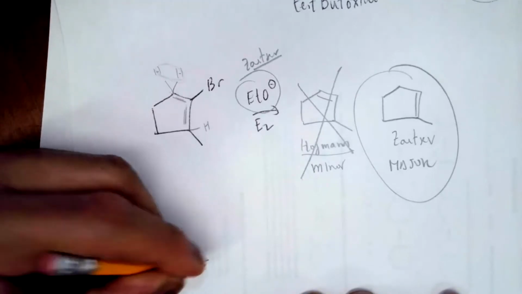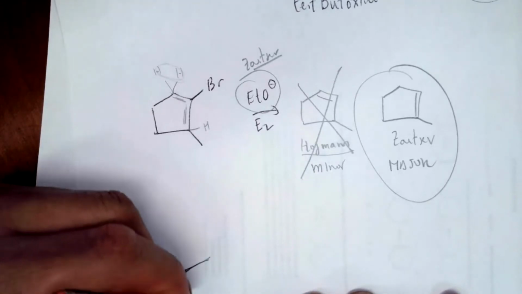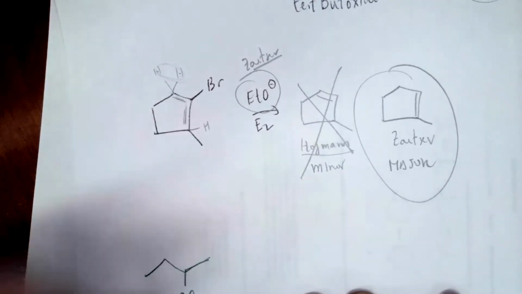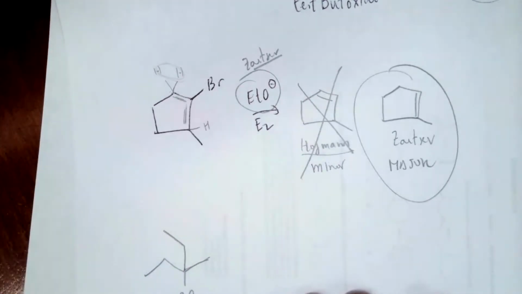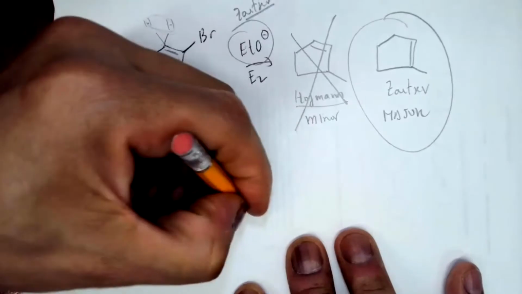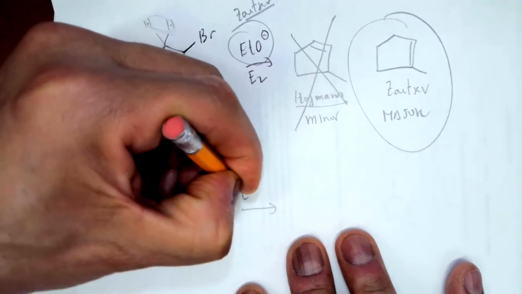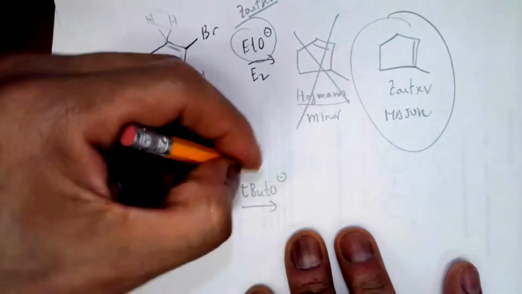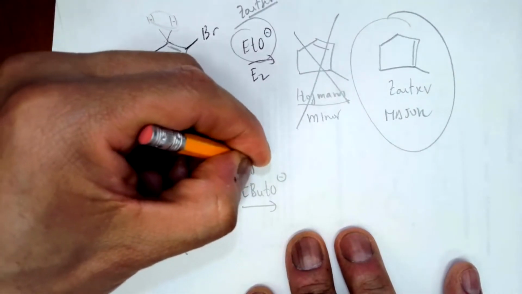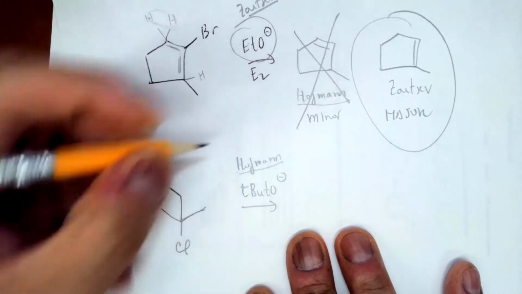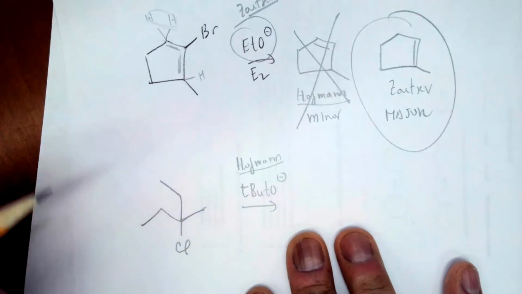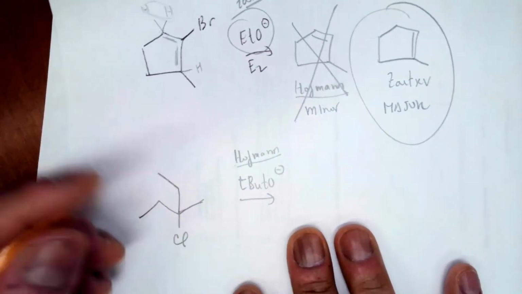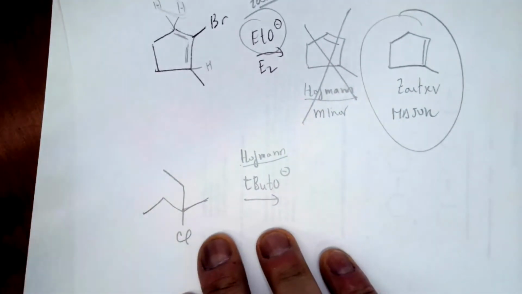Let's do another case. Chlorine here. Okay, that compound. And now they give me terburoxide. Terburoxide is a Hofmann base. That's the only Hofmann base that we're going to be studying. So what are my options here in this compound? What are my possible alkenes?